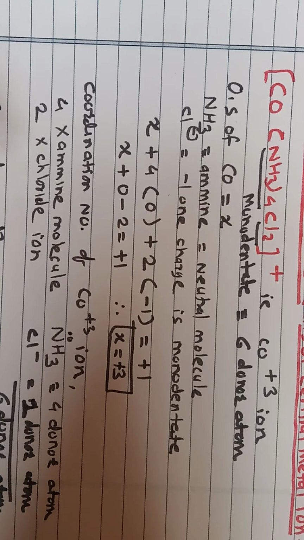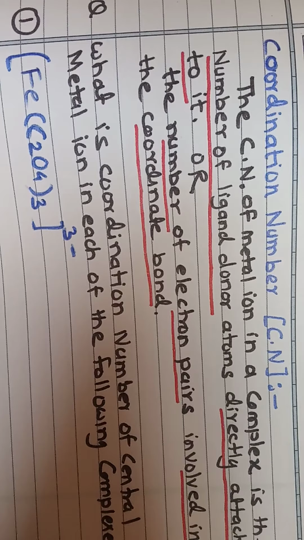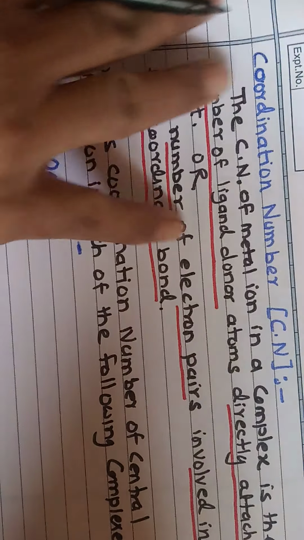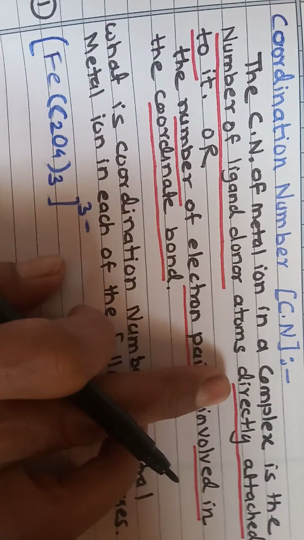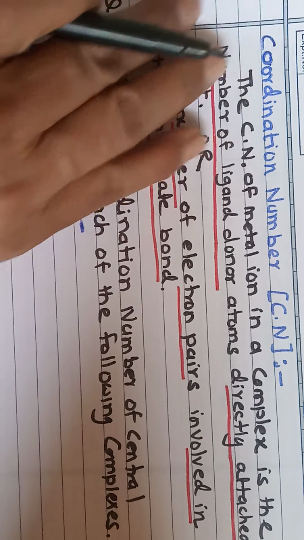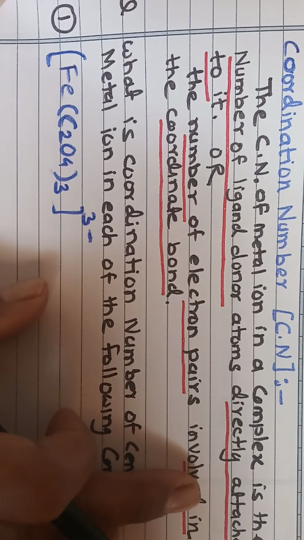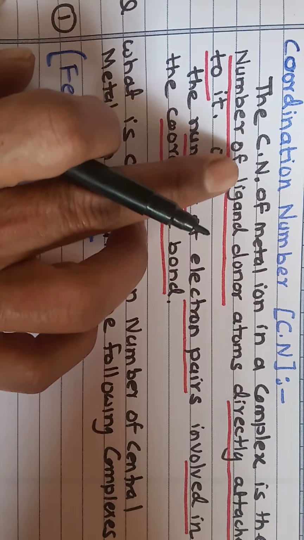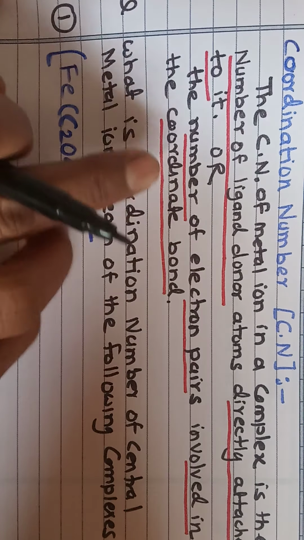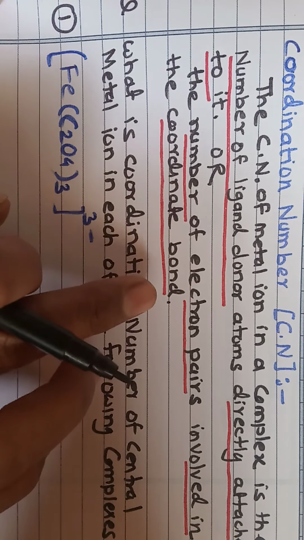Therefore we can define the coordination number this way. The coordination number of the metal ion in a complex is the number of ligand atoms directly attached to the central metal ion, or the number of electron pairs involved in the coordinate bonds.